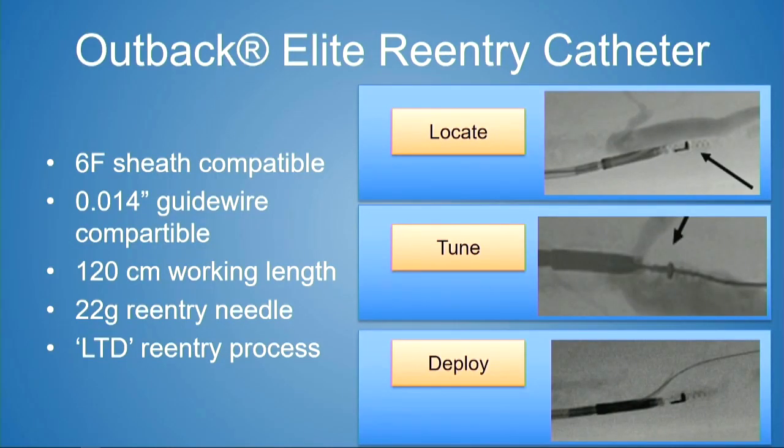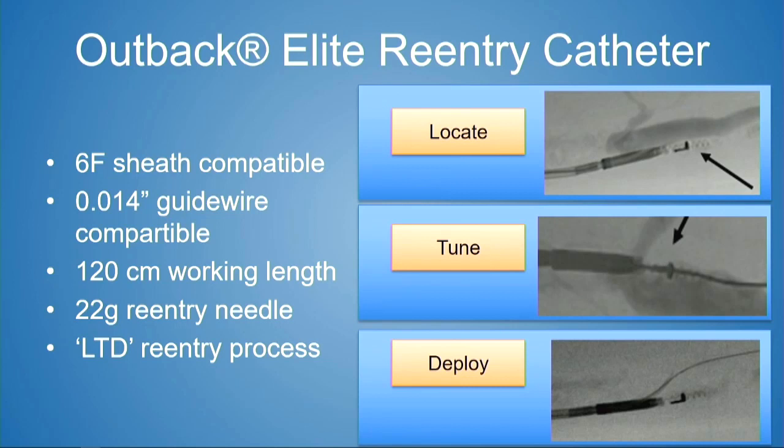So specifically about the Outback Elite device, it's a 6 French compatible device that uses an 014 guide wire compatible lumen, 120 centimeter working length with a 22 gauge reentry needle and an LTD reentry process.